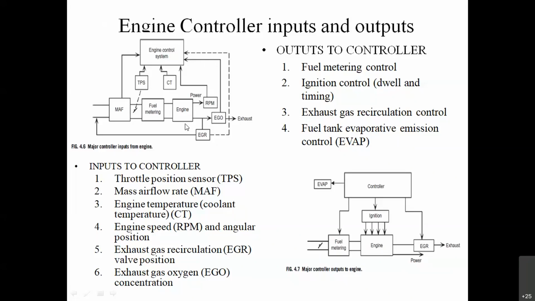Based on these signals, the output control signals are generated by the output controller. Actually, output and input controller are the same in the control unit. It will generate fuel metering control, so it will decide the amount of fuel. It will decide the ignition timing, that is ignition control, dwell and timing, and the exhaust gas recirculation control, how much gas is circulated, and how much of that fuel is to be again taken into use. Fuel tank evaporation emission control. So these are the signals which are generated by output control.